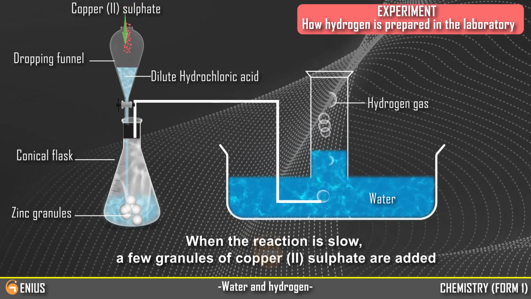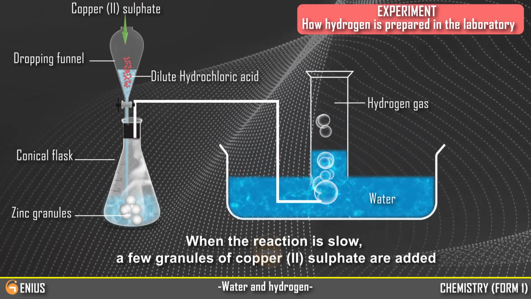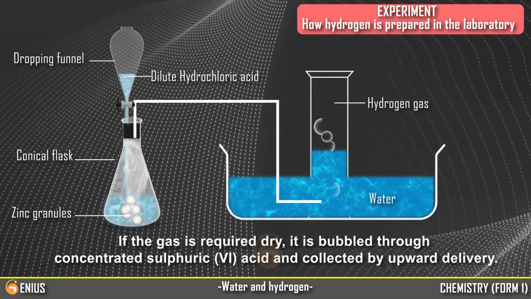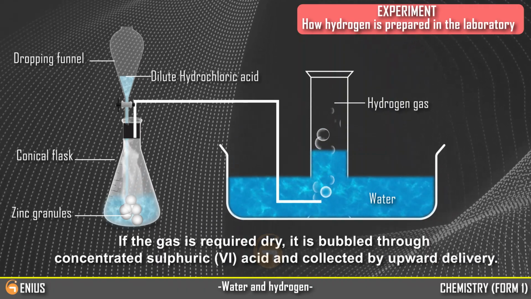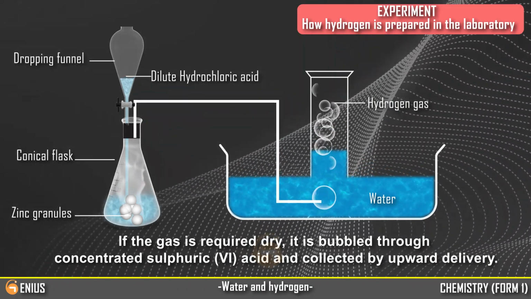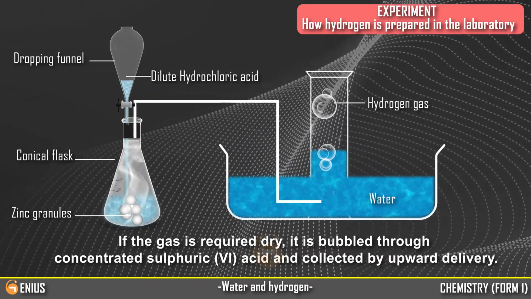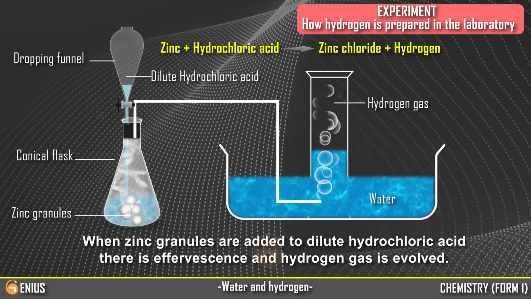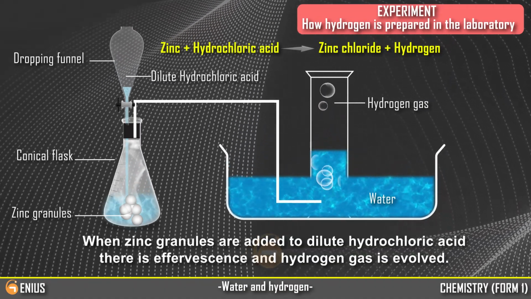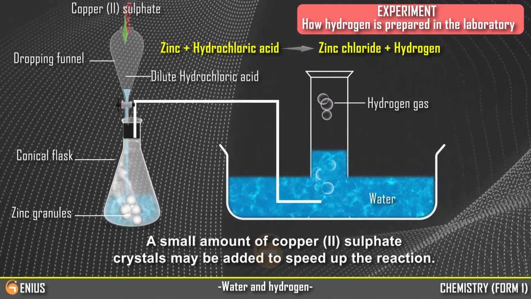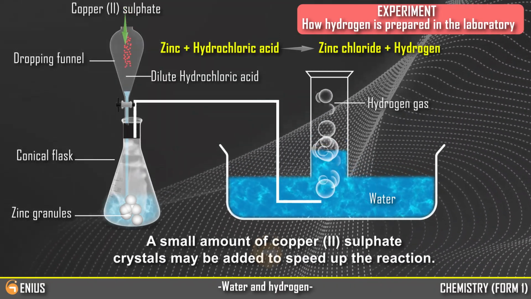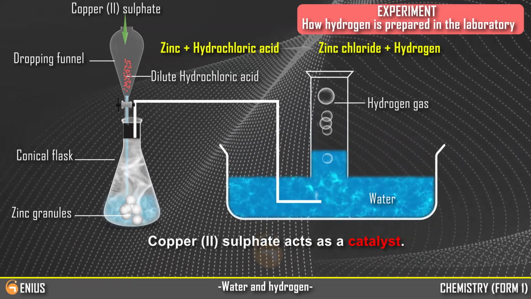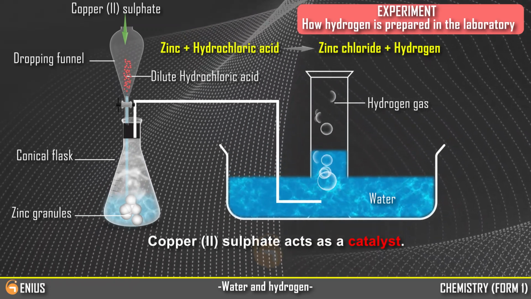When the reaction is slow, a few granules of copper(II) sulfate are added. If the gas is required dry, it is bubbled through concentrated sulfuric(VI) acid and collected by upward delivery. When zinc granules are added to dilute hydrochloric acid, there is effervescence and hydrogen gas is evolved. A small amount of copper(II) sulfate crystals may be added to speed up the reaction. Copper(II) sulfate acts as a catalyst.